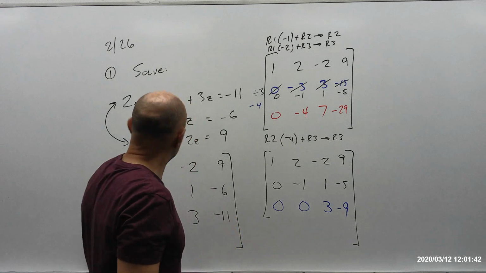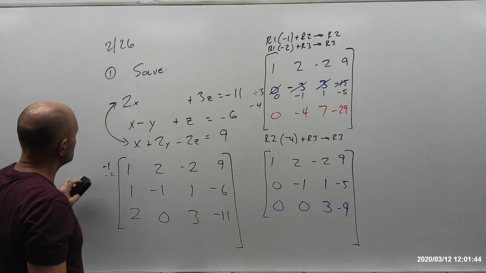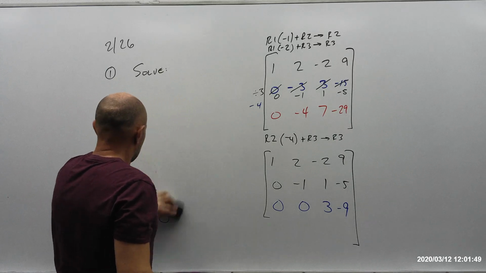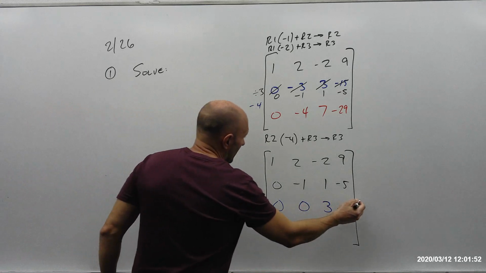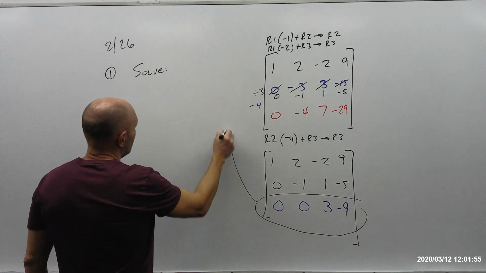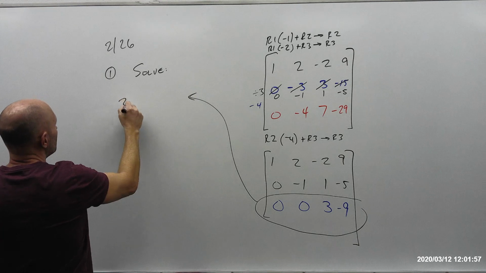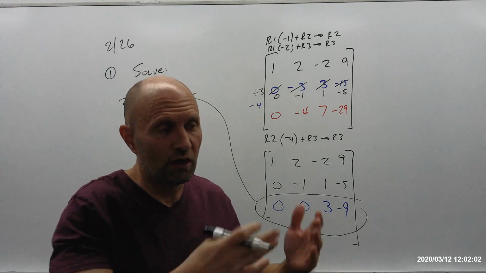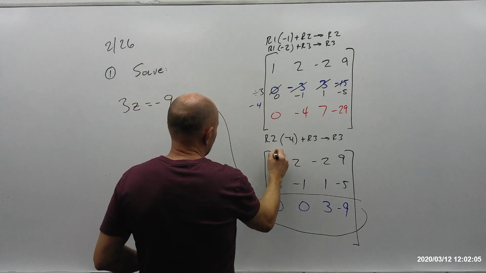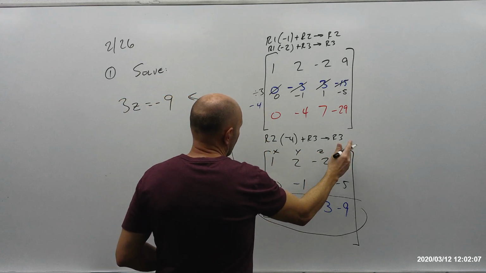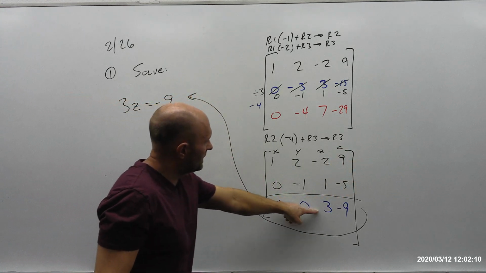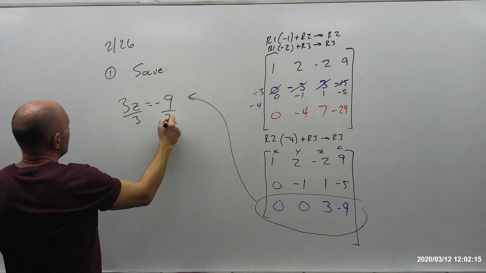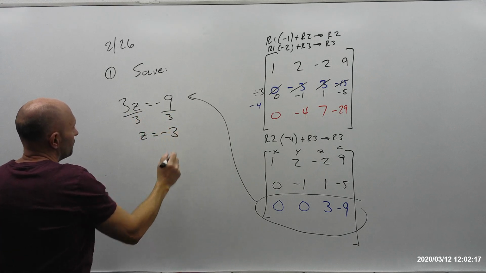So now that I have this, I'm going to erase this problem. I'll erase this guy here. So now that I have this, this bottom row tells me what? This tells me 3z is equal to negative 9. That's what this matrix notation does. Each column is x, y, z, with the last column being my constants. So 3z is equal to negative 9. Divide everything by 3, I get z is negative 3.